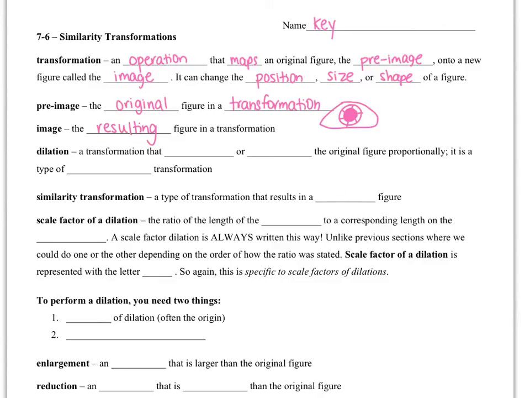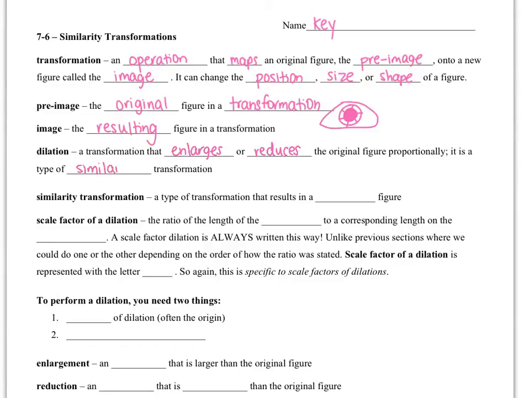So dilation is just a similar figure. It got bigger, but the ratio is such that it's still going to be a similar figure. So all circles are similar. But that's what we think about when we think about dilation. So it's the same idea when we talk about dilations. It's simply a transformation that enlarges or reduces the original figure proportionally. So it's a type of similarity transformation.